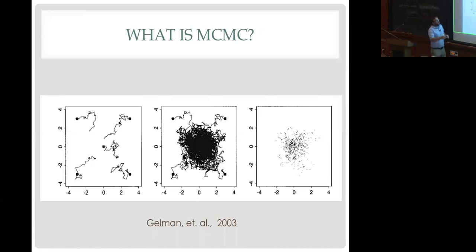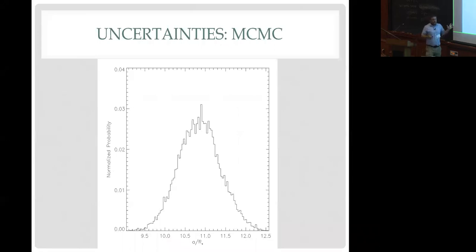And then you cut out that original starting point, that's called the burn-in, because you don't want that to bias your results, and you end up with this posterior probability distribution function. So if you look at that in one dimension, we'll just consider that it's the quantity A over R star, the scaled semi-major axis. And I just take a histogram of all of the values where it steps.